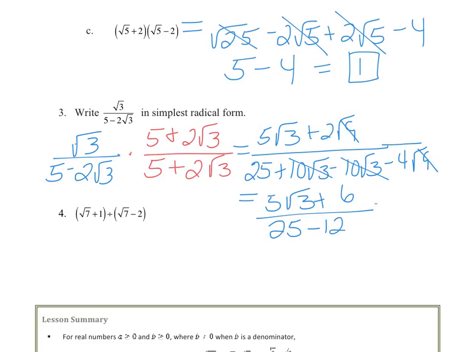Let's neaten this up. 5 radical 3 plus 6 over 13. Now I've got to check all my leading coefficients, 5, 6, and 13. Can they be reduced by anything? No. So I'm done.